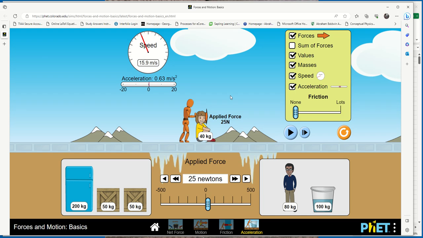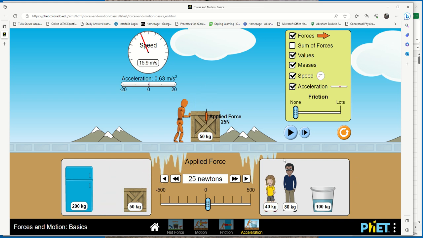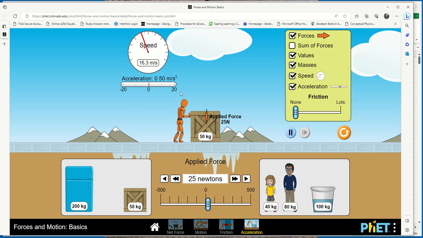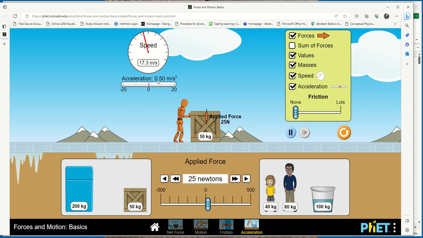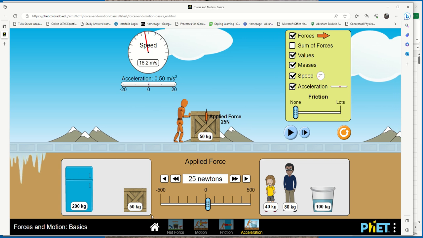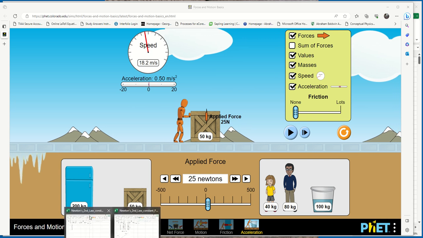But now I want to go back to 50. So I need to put 50 here, but then get rid of the girl. And now notice I'm still at 25 newtons. My mass is now 50. But be careful. You want to restart the simulation. See? And now the acceleration is 0.50 meters per second squared. Go ahead and enter that. You get the idea.